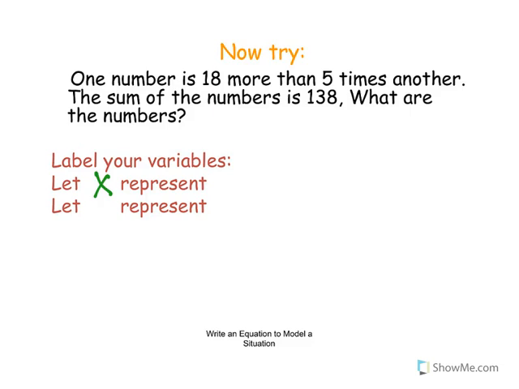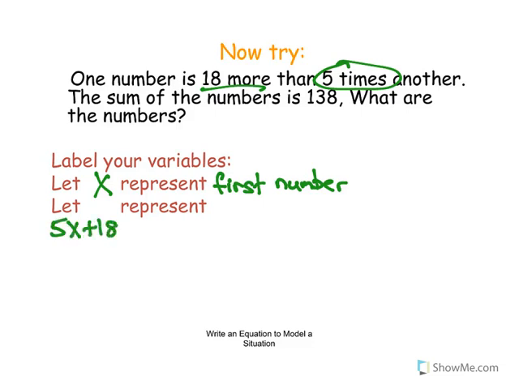So let x represent the smaller number, or I'm just going to even call it the first number. But since we're multiplying and adding, we know that it will be the smaller number, but I'll call it the first number. And it's 18 more than 5 times. So 5 times the number is 5x. 18 more than that's going to be 5x plus 18. And we'll call that the second number.